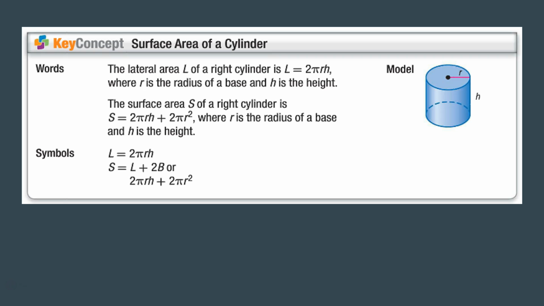Surface area of a cylinder. The lateral area L of a right cylinder is L is equal to 2 pi times R times H, where R is the radius of the base and H is the height. The surface area S of a right cylinder is S is equal to 2 times pi times R times H plus 2 times pi times R squared, where R is the radius of the base and H is the height. And there we go.